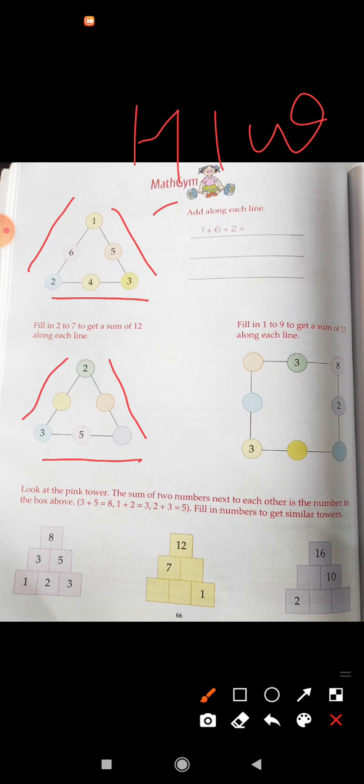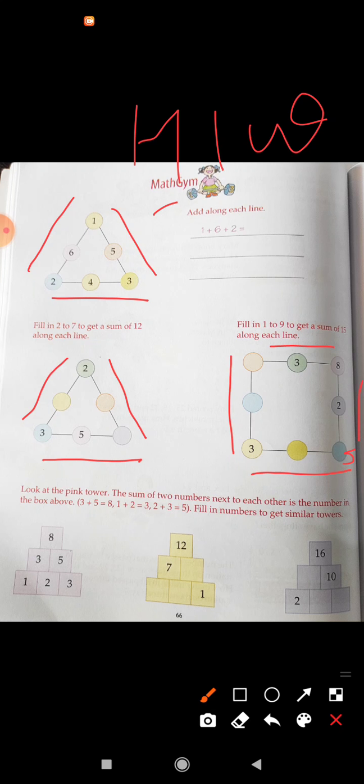Now fill in 1 to 9 to get a sum of 15. Here should be 15. Here also in this line sum should be 15. Here also and here also. Like this, here 8 and 2 is given. 8 and 2 is 10. Now how many is remaining to get 15? 5 only. Like this you have to complete.